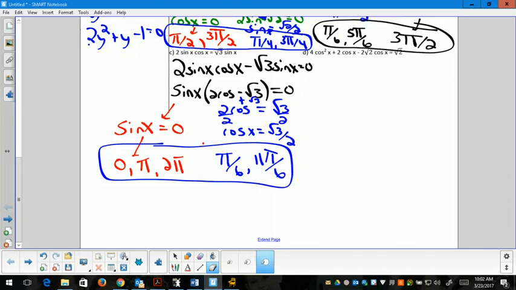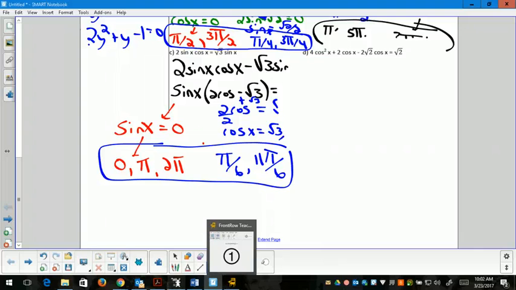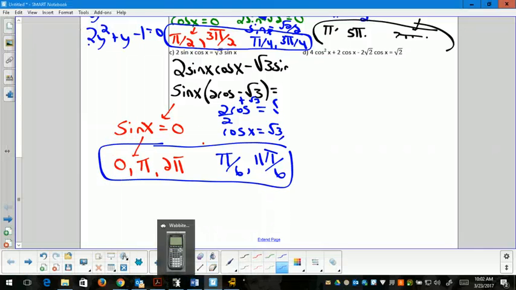Okay, why isn't the eraser working? Oh man. I just want to be able to see the problem.